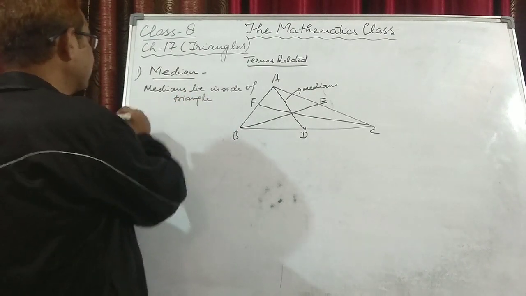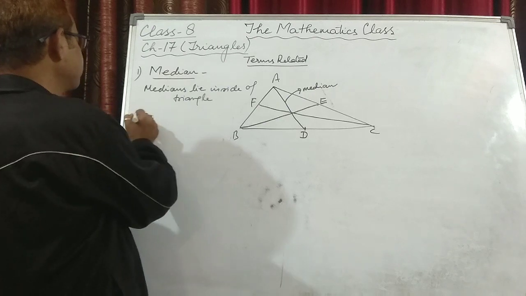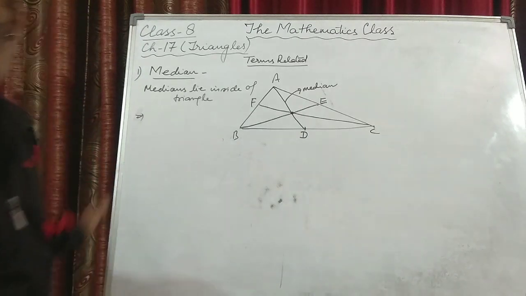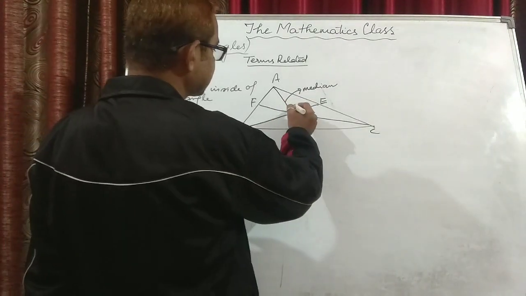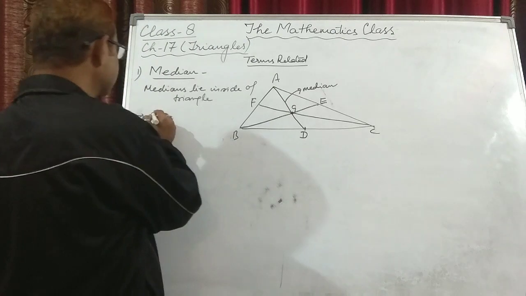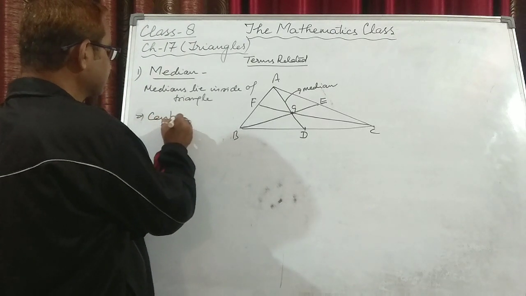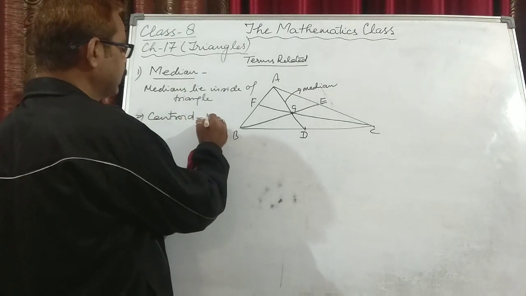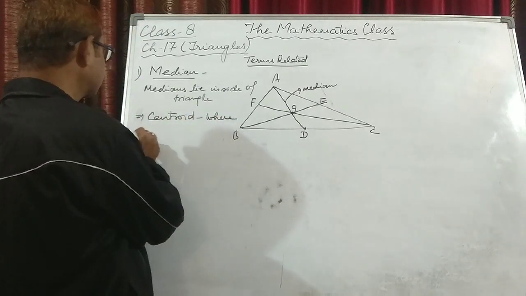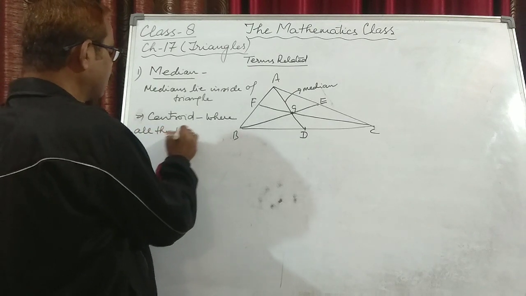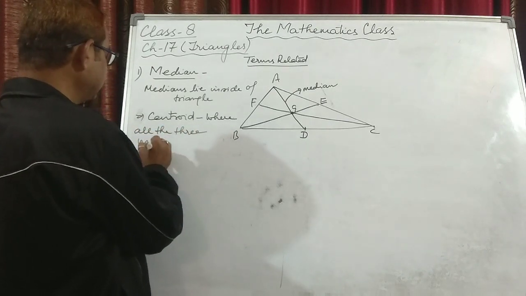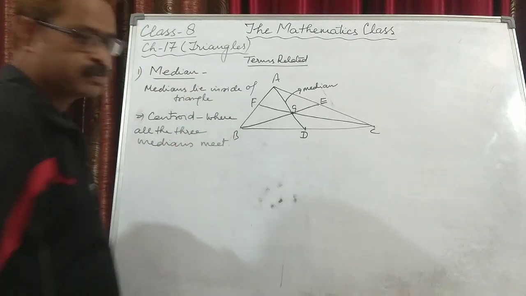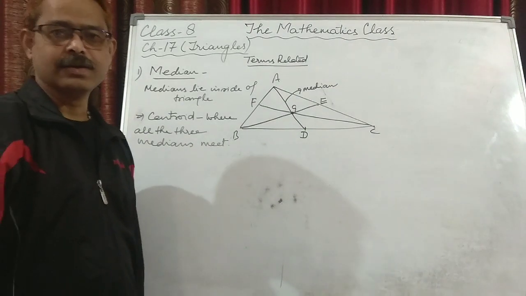And one more thing, where all these medians meet, you can see they are meeting at a point, you can see this point. So a point where all the medians meet is known as centroid. Centroid is a point which is inside a triangle where all the three medians meet.